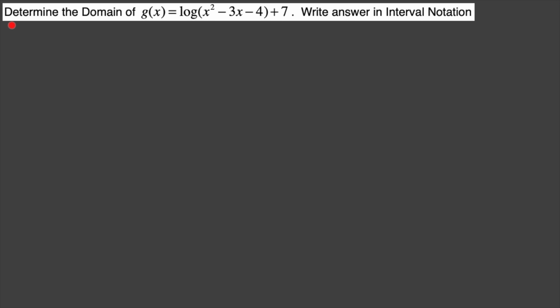This question says, determine the domain of g of x equals log of x squared minus 3x minus 4 plus 7. Write the answer in interval notation. All right, so they're asking us for the domain of a function that contains a log. Let's take a look at the steps.